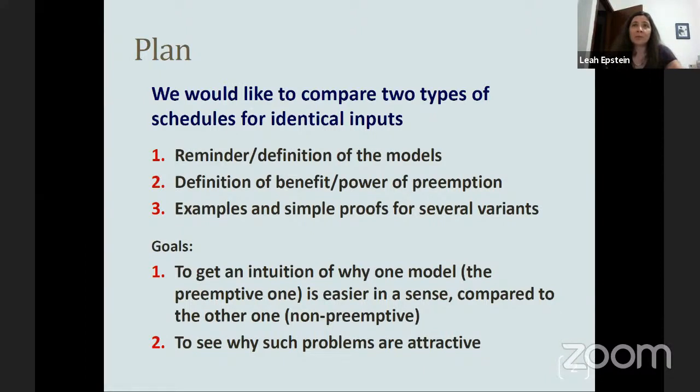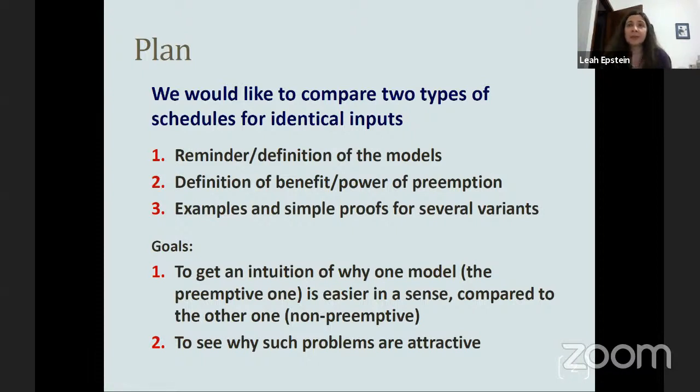In this kind of problem where we're interested in the benefit or power of preemption, we would like to compare two types of schedules. And each time that we compare it for the same input. So I'm going to show you the definitions that we need, and then some examples and simple proofs that you may or may not be familiar with.